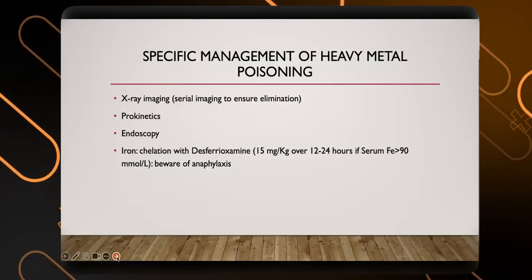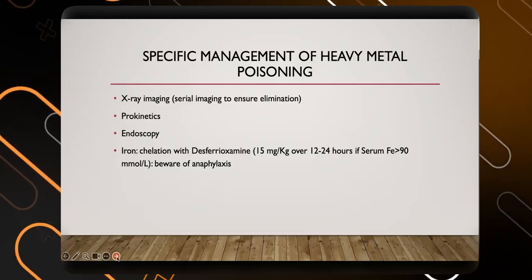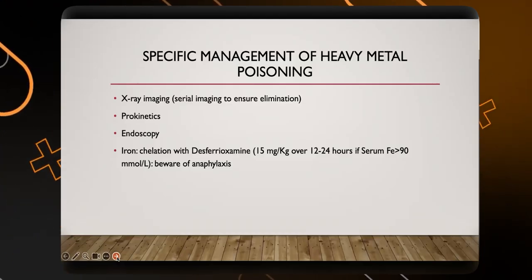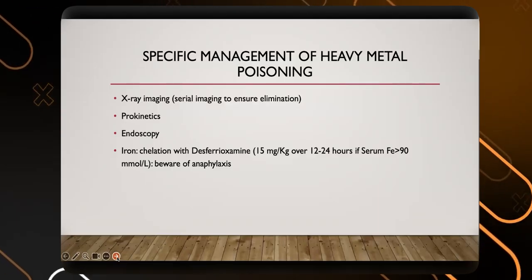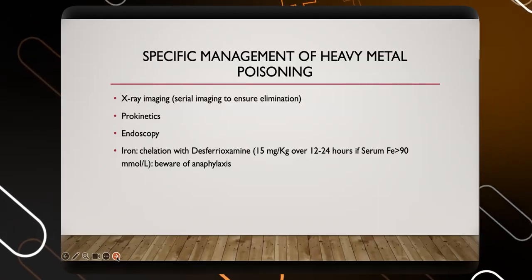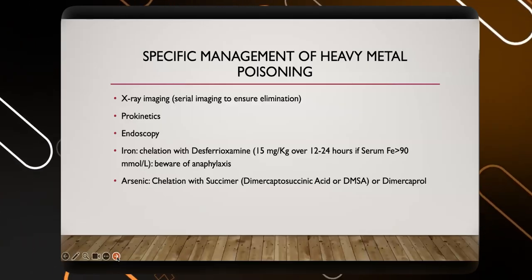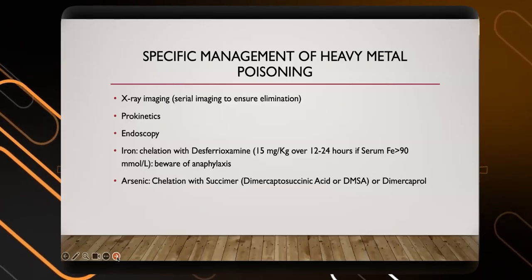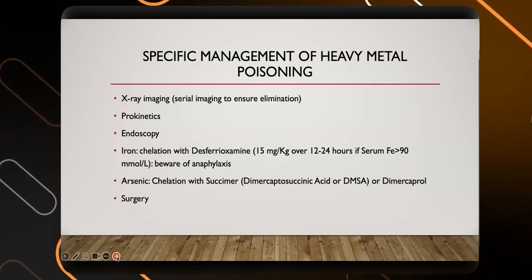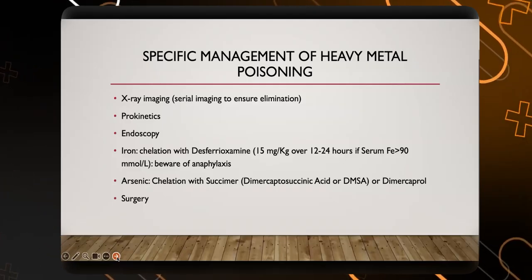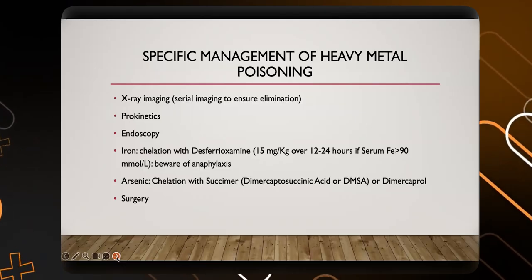Specifically for iron, there's chelation with desferrioxamine. Typical dose is 50 milligram per kilo over 12 to 24 hours, if serum iron is greater than 90 micromoles per liter, but one has to be careful because it may cause an anaphylactic reaction. And arsenic chelation is with succimer, which is dimercaptosuccinic acid or DMSA, or dimercaprol. And finally, surgery may also be needed if the substance is not being eliminated from the body.